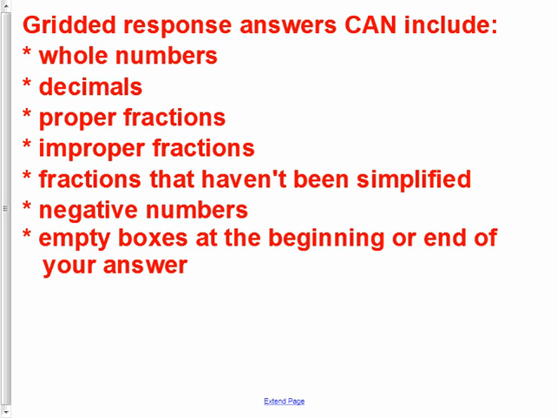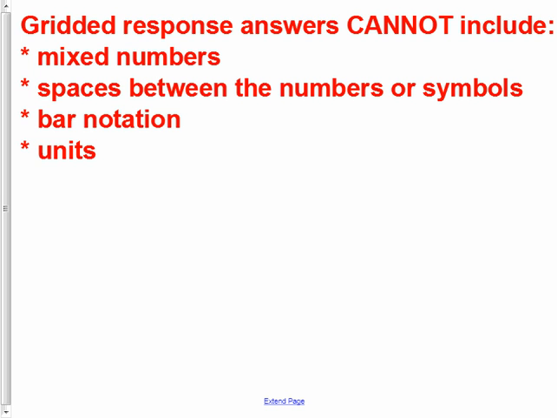So gridded response answers can include whole numbers, decimals, improper fractions, proper fractions, fractions that haven't been simplified, negative numbers, and empty boxes at the beginning or the end of your answer. What they cannot include is mixed numbers. They can't include spaces between the numbers or symbols. They can't include any kind of bar notation, and they can't include any sort of unit.